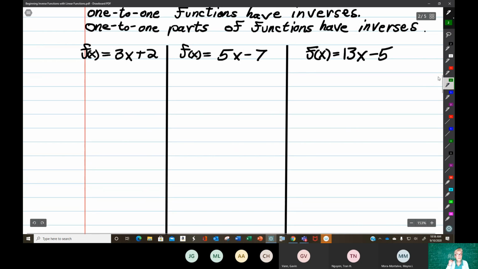Here we go. It's going to be step 1, step 2, step 3, maybe step 4. I don't remember. You know, after a while, you stop thinking of the steps and you just do it. But in the beginning, it's important to keep your steps in order. So here we go. Okay, let me go back to black there. All right, step 1. Change the f of x to y.